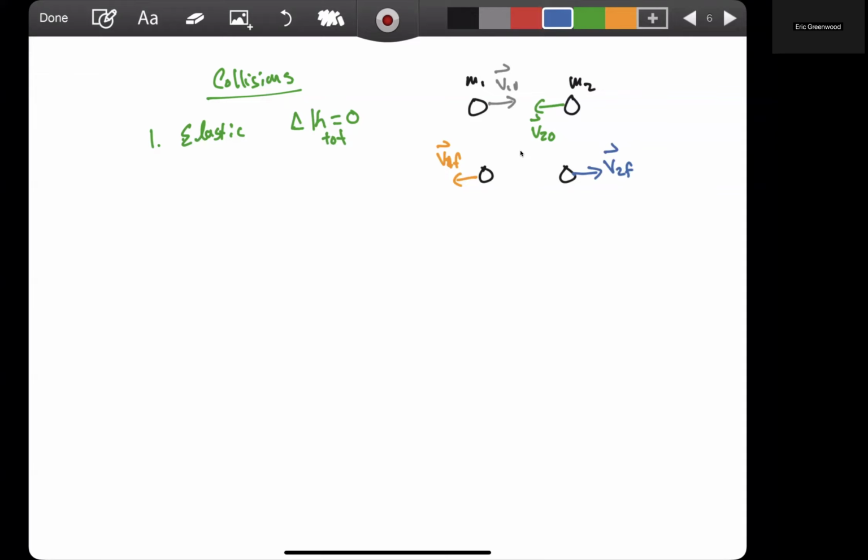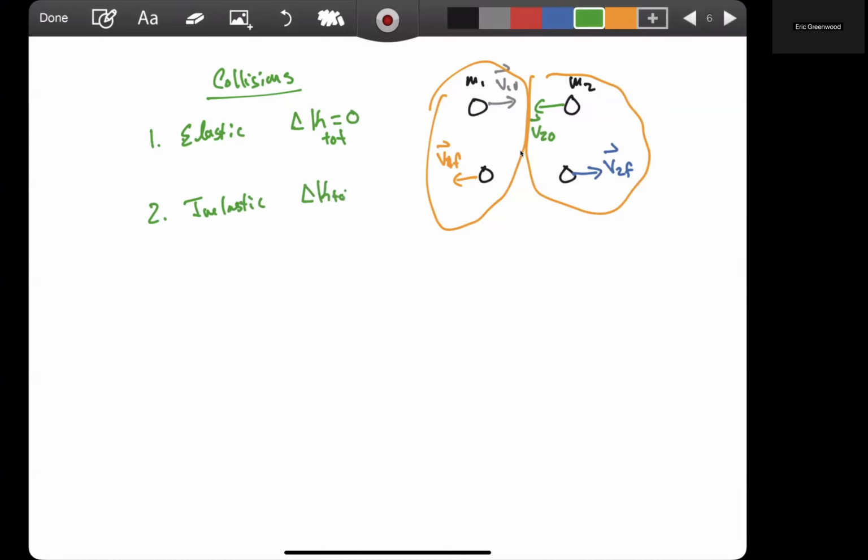Now, again, the change in kinetic energy for each one of these objects may not be 0, but the total collection is equal to 0, which also means that the change in momentum for this object here will not be 0. The change in momentum of this object will not be 0, but the change in total momentum has to be 0. We also then have number 2, the inelastic collision, which says that the change in total kinetic energy is negative, so it is not equal to 0.